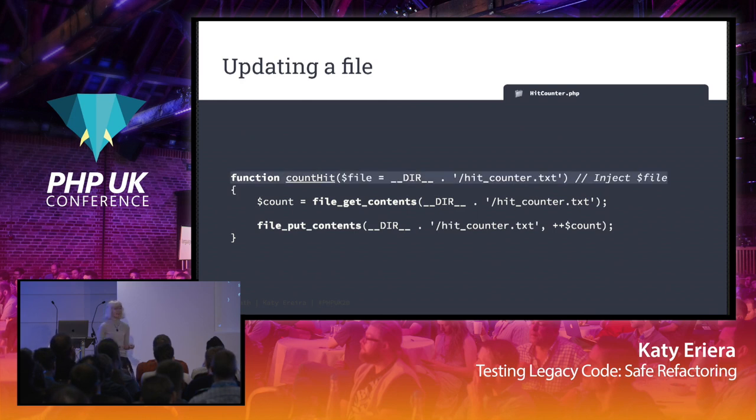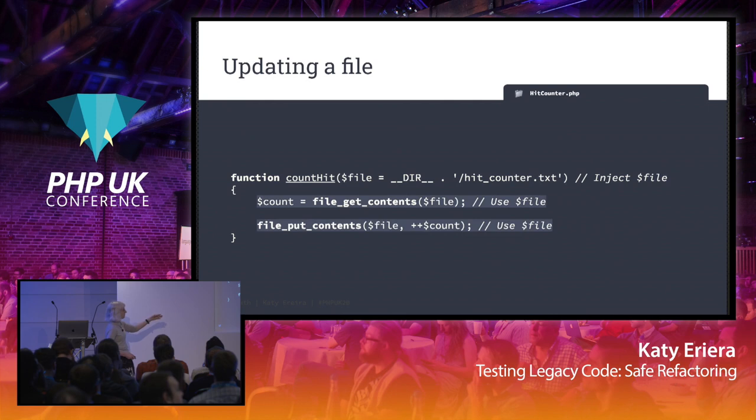So here is our dependency injection at work again. We have a file parameter, and we're going to give it a default value equal to the value that was already in the file, so that we can either give it a new file name to use, for example, a test file, or we'll just use the file name that was already in there anyway. Cool.